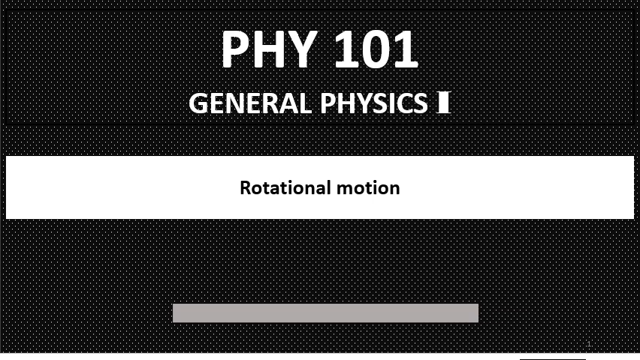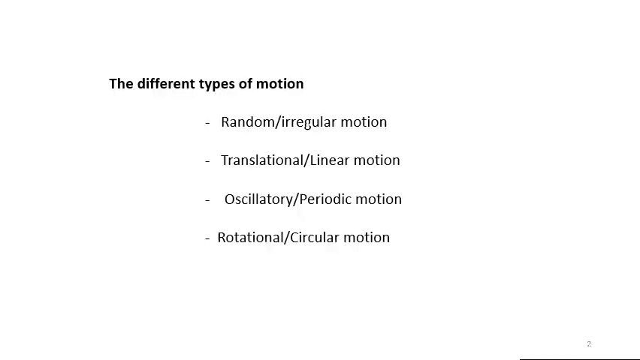Let's delve into the content I have for you in this video. Well, you are familiar with the different types of motion. These are basic knowledge from your O-level days. You have random or irregular motion. You have what is called the linear motion or translational. Then you have oscillatory or periodic motion. And we have rotational, circular motion.